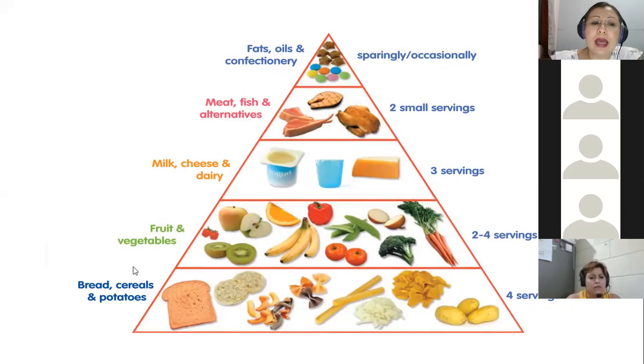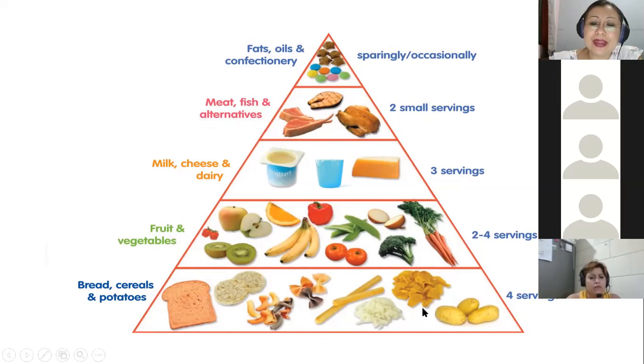Then in the second line, we have fruit and vegetables. Two to four vegetable servings. De dos a cuatro porciones al día. Imagine we need to eat a lot of fruits and vegetables. Then it continues with milk, cheese, and dairy. And this is three servings per day, okay? Later it continues with meat, fish, and alternatives. So it can be chicken or any other type of protein. So you should have two small servings, dos pequeñas porciones, not too much, no mucho. And the fats, oils, and confectionery, that is like candies or something like that, sparingly or occasionally, okay?